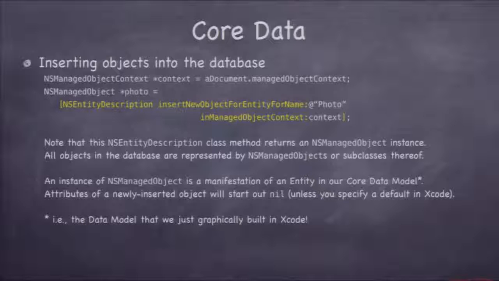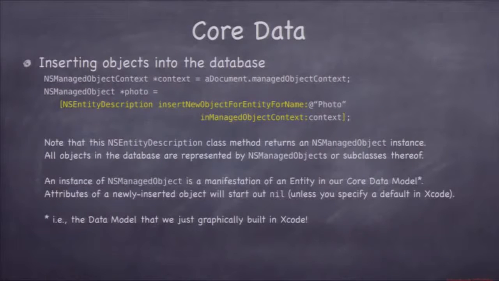In managed object context. So you can see I can't insert an object without having a context. The context is the hook that lets you insert things in the database or query or anything. So you have to have the context. And that first argument, @photo, that is the name of the entity.